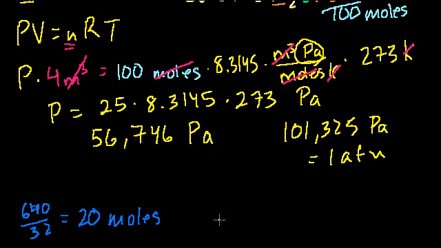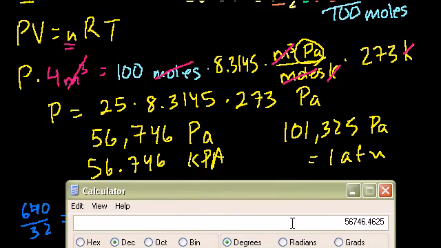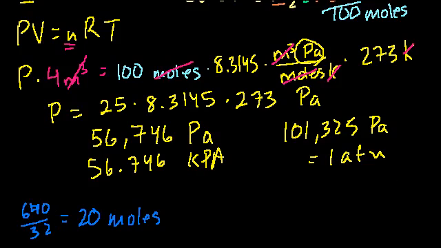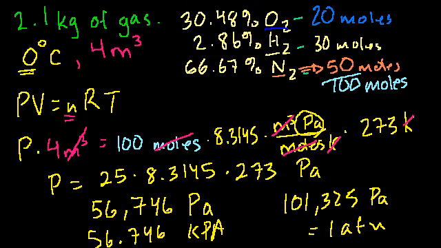So if we wanted to put this in, we could write this in kilopascals. That's 56.746 kilopascals. Or if we wanted it in atmospheres, we just take 56,746 divided by 101,325. It equals 0.56 atmospheres. So that's the total pressure being exerted from all of the gases.